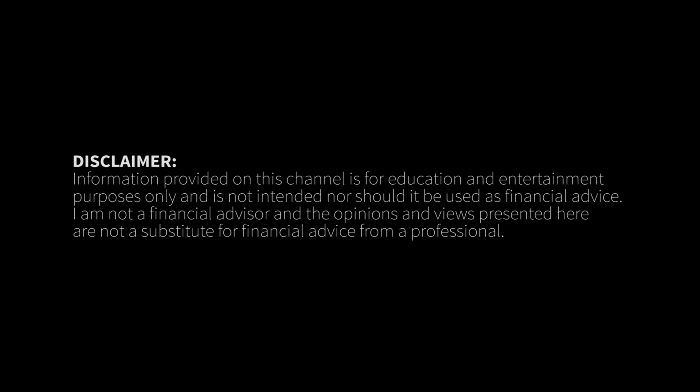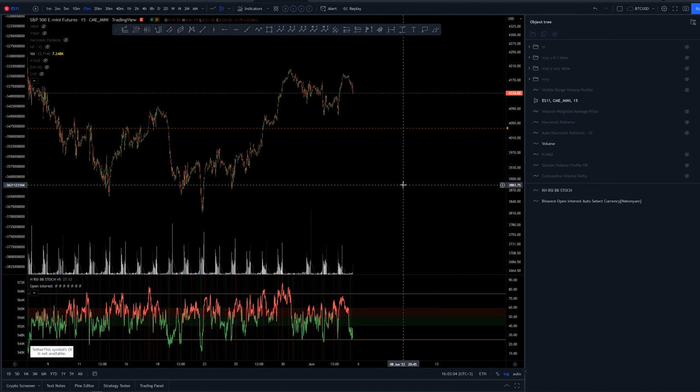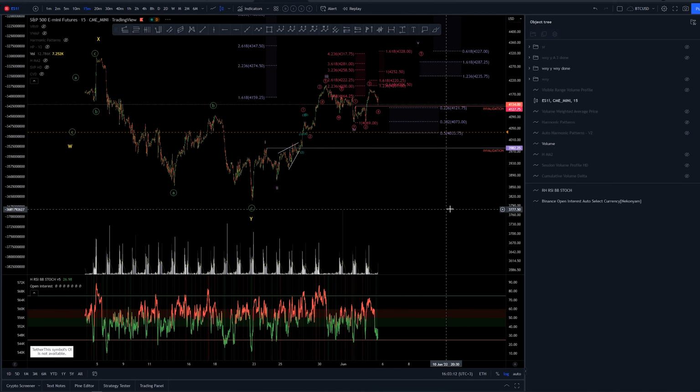I'll cover wave analysis with Elliott Wave Theory and provide targets and invalidation levels for the presented counts. Let's get going, starting from around a 15-minute time frame and starting with this count.